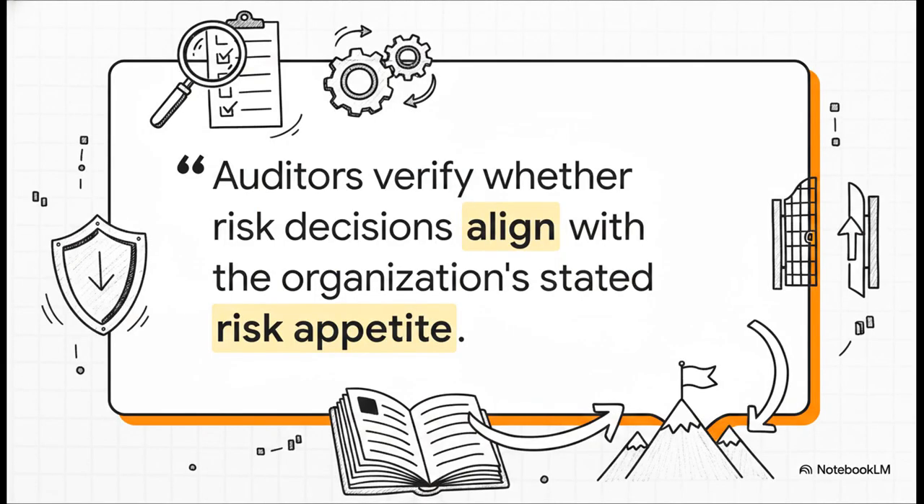And you guessed it, this brings us right back to the auditor. A massive part of their job is making sure that the decisions being made by the teams on the ground actually match up with the official risk appetite that leadership said they were comfortable with. It's a super important check for strategic alignment.